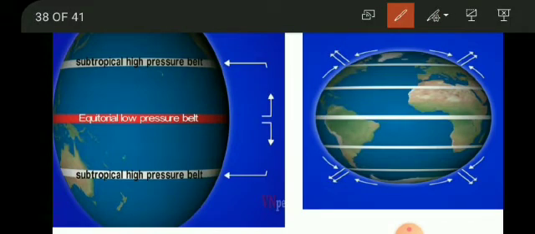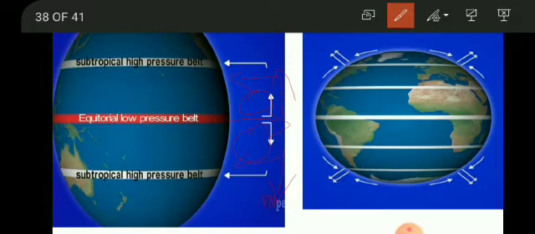We have seen here at the equator the air is rising, getting heated, then moving in both directions and again sinking. So here the circle is formed, and it is called convection. So at the equatorial low pressure belt and subtropical high pressure belt we are having convection, and at the subpolar we have the rising air.